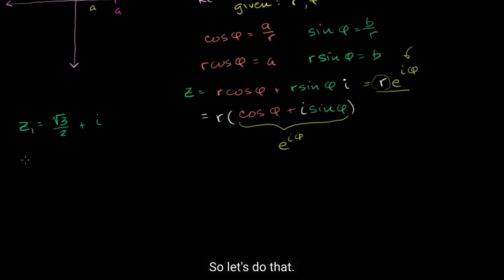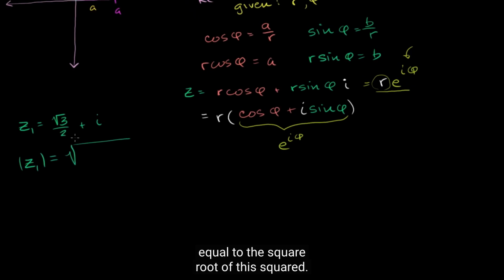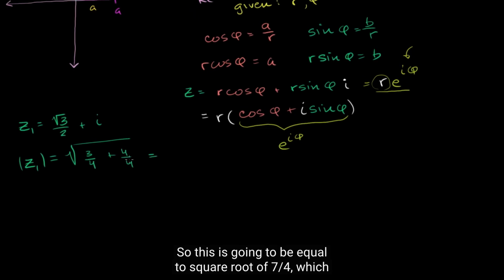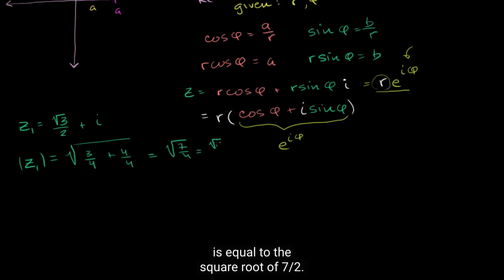So let's do that. The magnitude of z1 is going to be equal to the square root of this squared. So this is going to be equal to 3 over 4, plus 1 squared, or I should say plus 4/4. So this is going to be equal to the square root of 7 over 4, which is equal to the square root of 7 over 2. And now let's figure out its argument.